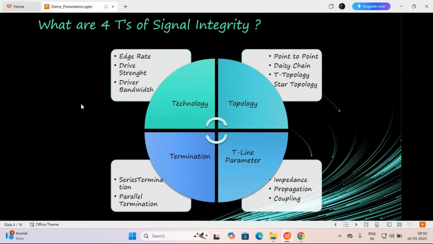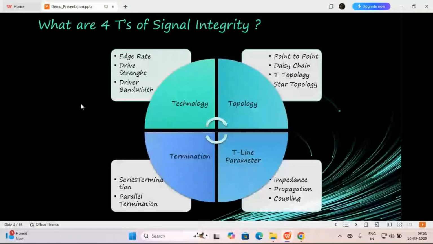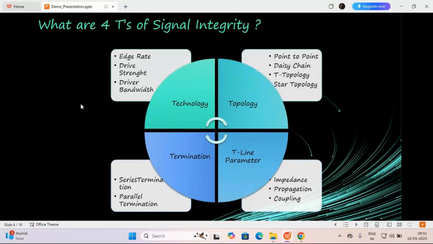And then the third T is the T line parameters. T line stands for transmission line. As I told, the routing, the connection between point A and point B, a layout engineer calls it a trace, but as a signal integrity engineer, we call it a transmission line. We will learn about transmission line in the next slide. For the time being, just remember the T line parameters.